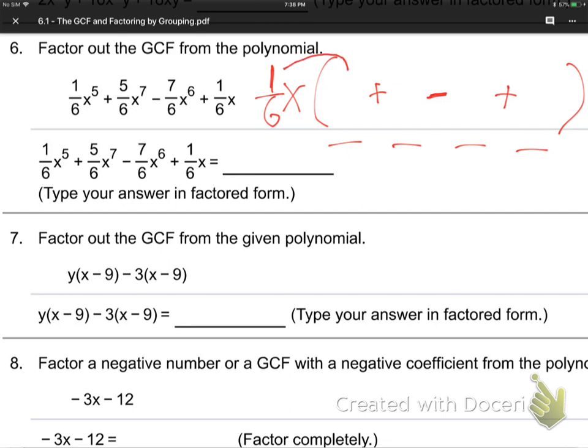So 1/6x times what? We go back to 1/6x to the 5th. X to the 4, because the x to the 1 and x to the 4 will add to be x to the 5. Right? It's already got the 1/6. So far, so good? 1/6 x to the 1 times x to the 4, the powers will add to be x to the 5. Good. Are we happy?